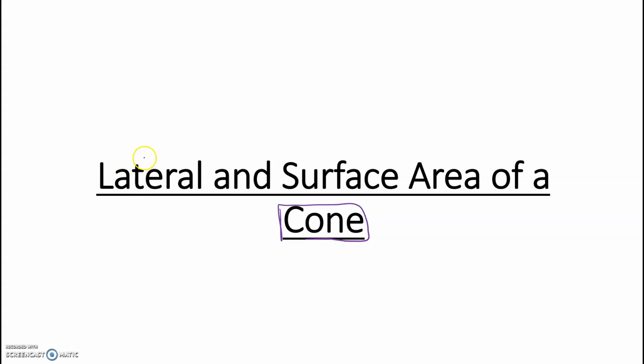So lateral is everything but the bases. So it's all the surfaces except the bases. So it's the area of all surfaces except any bases. Now the reason I say any bases is because let's say we had a cylinder.